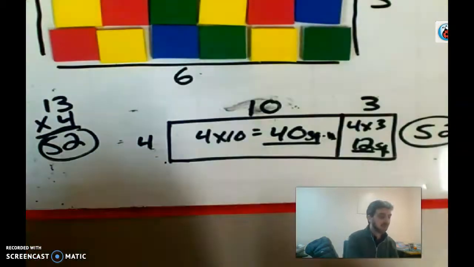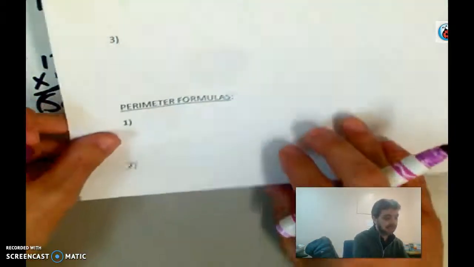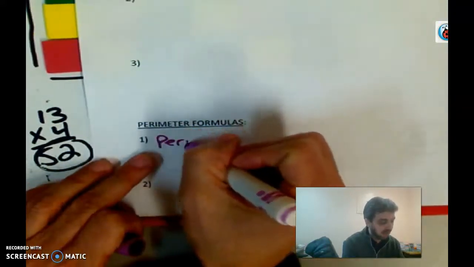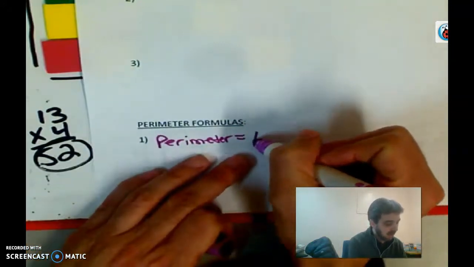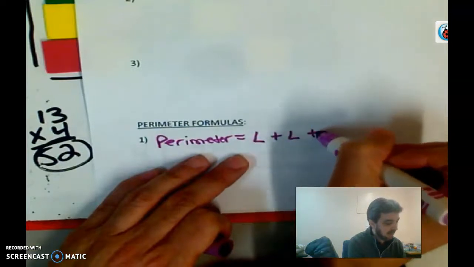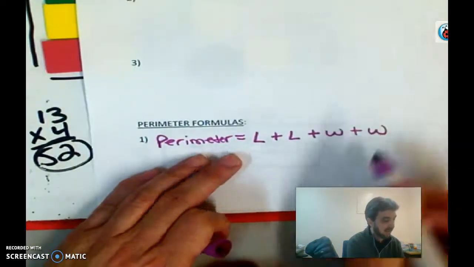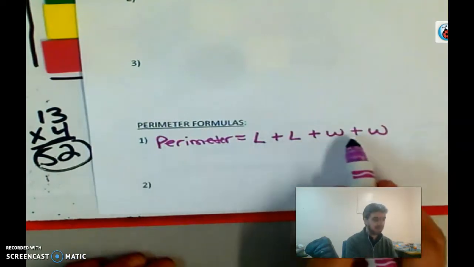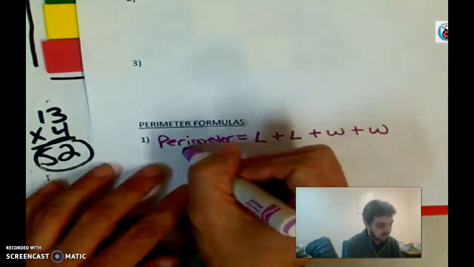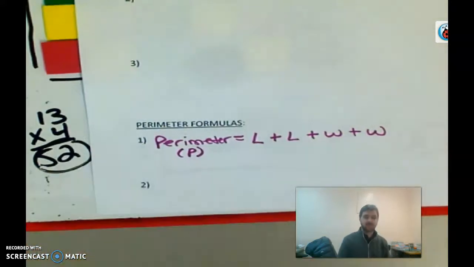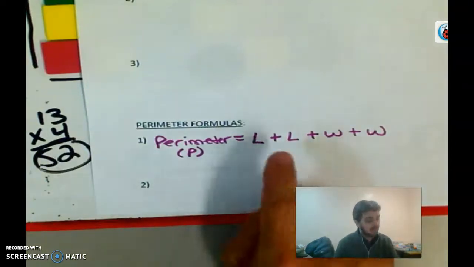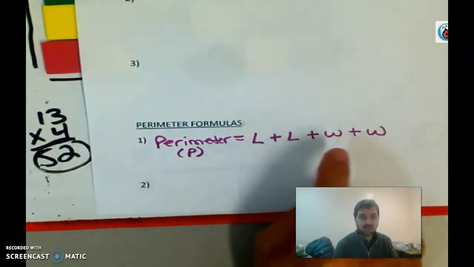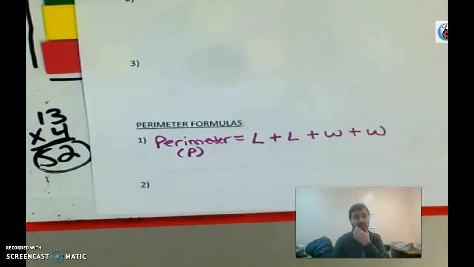So for that, we could write down the perimeter formula: perimeter equals length plus W plus L plus W. You know that L means length and W means width. And that perimeter, we're just going to put a little P in parentheses, can stand for P. All right, so if you add up the length twice and the width twice, and this is just for rectangles, you'll always get the perimeter of a rectangle.